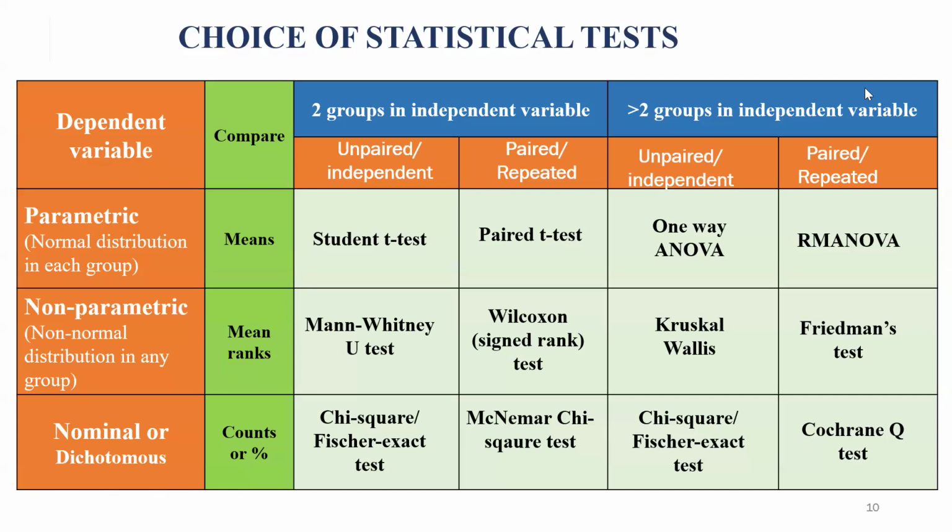It will be Wilcoxon if it is a non-normal distribution. If it is a normal distribution, we can go with the paired test, right?